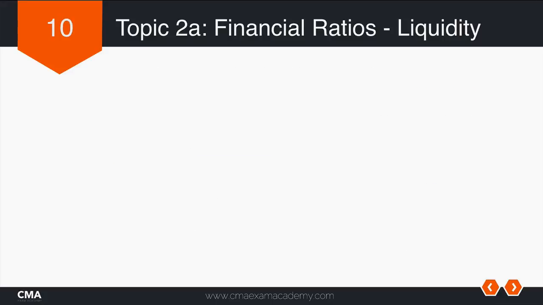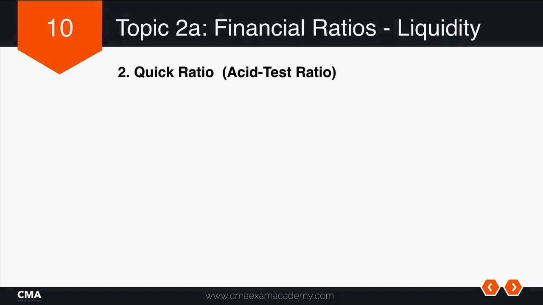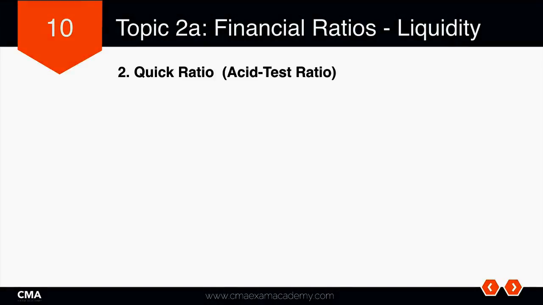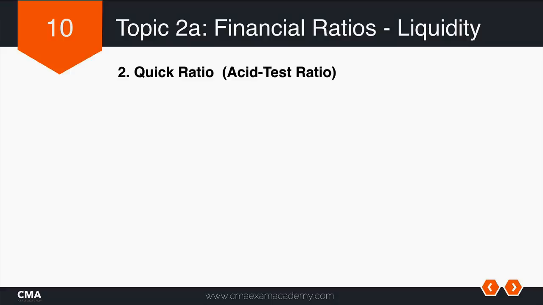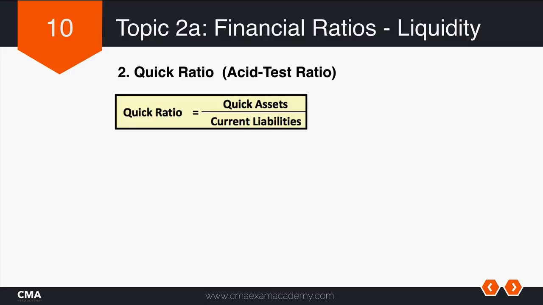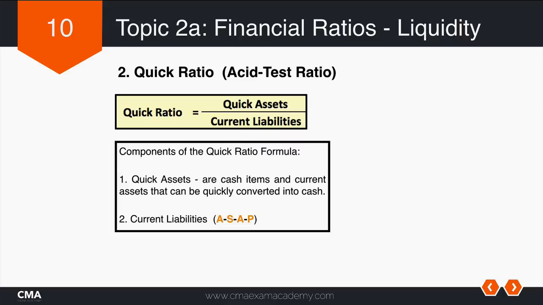The second type of liquidity ratio is the quick ratio or the acid test ratio. The formula for computing the quick ratio is the quick assets divided by current liabilities. The quick ratio is more conservative than the current ratio because it includes only quick assets as its numerator. Quick assets are cash items and current assets that can be quickly converted into cash. The quick ratio has the same denominator as the current ratio, which is current liabilities.